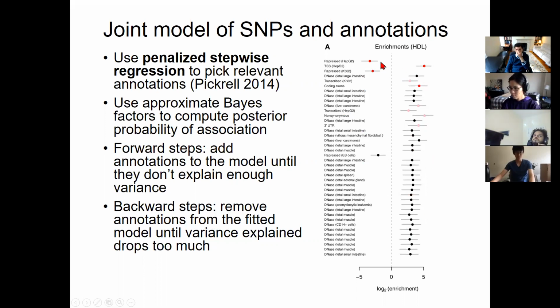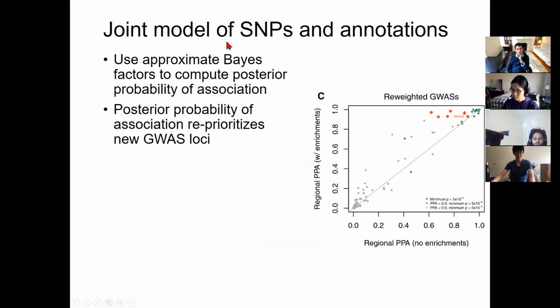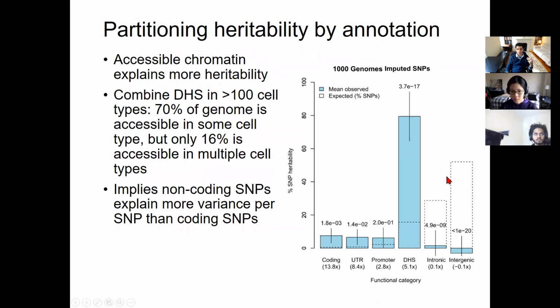And you can ask, for example, which annotations matter. Transcription start sites are very strongly enriched. Coding exons are very strongly enriched. Repressed regions are very strongly depleted in multiple cell types, and so on and so forth. So you can build this joint model by using approximate Bayes factors to compute the posterior probability of association, and that posterior probability allows you to reprioritize new GWAS loci. So you can now look for this posterior probability of association, which now includes many additional loci that are prioritized based on this weighting by the prior.